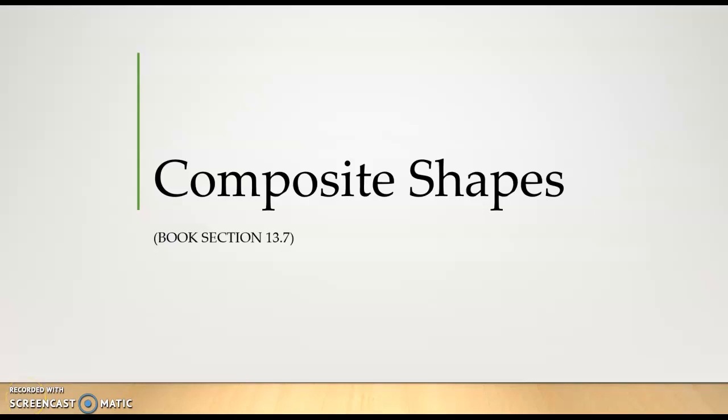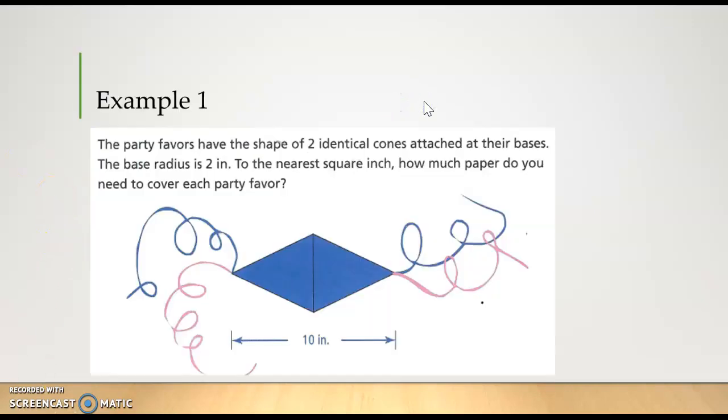All right, 8th grade. So now we're going to do what is called composite shapes. Composite is just when we take multiple shapes and we put them together to create a new shape, or we look at a shape and see what shapes that we know create that shape. So we just really have examples for this.